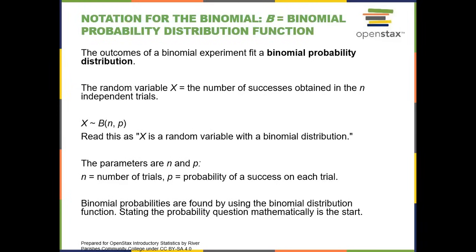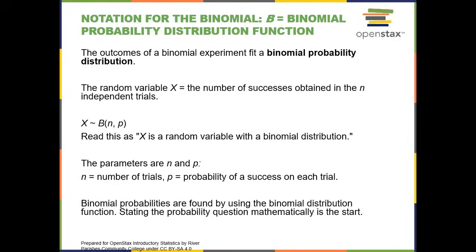Okay. The outcomes of a binomial experiment fit a binomial probability distribution. The random variable x, capital X, is the number of successes obtained in the n independent trials. It is written as X, capital X, number of successes in a binomial probability distribution or binomial experiment. A total number of trials is n, and small p is the probability of success in each trial.